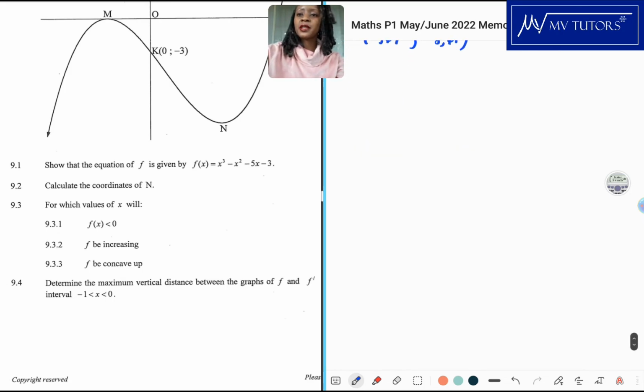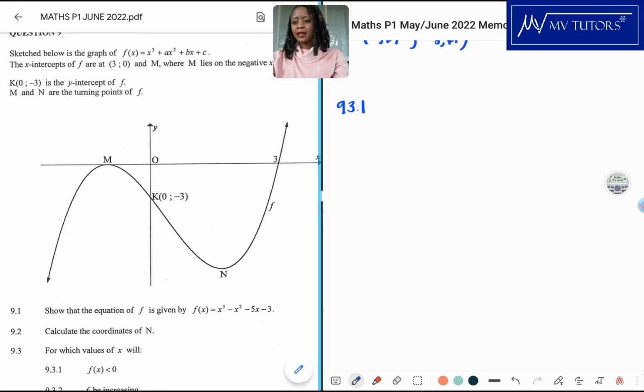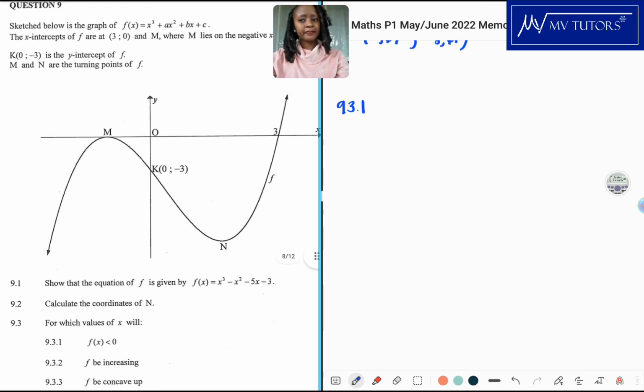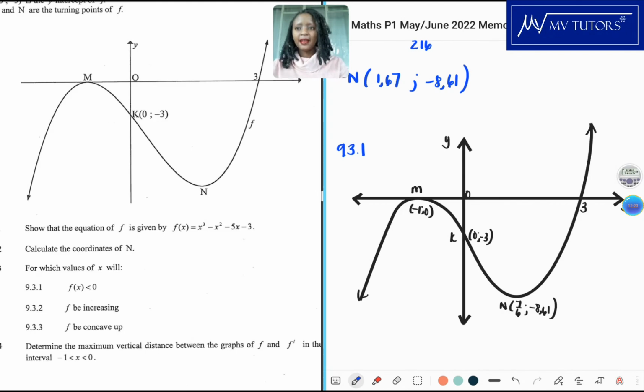Alright, so we're done with 9.2. Now 9.3.1 says, for which values of x will the function be smaller than 0? I see I can't really edit this PDF. It's all good. I'm just going to redraw this function. Let me pause, draw it quickly, and then we'll continue. Alright, I've drawn the function, so let's start answering.